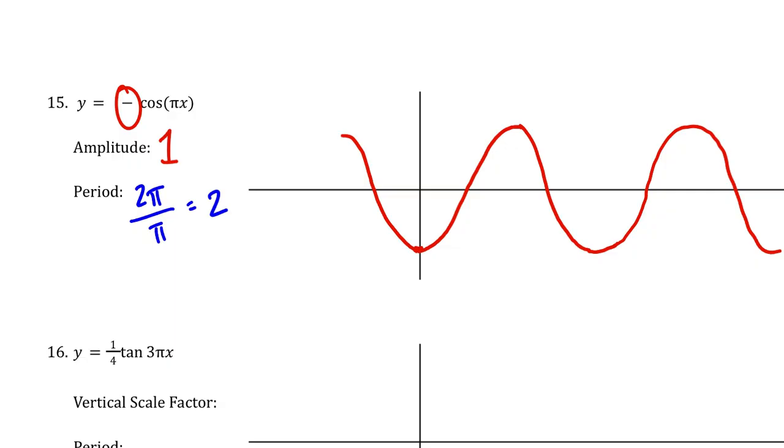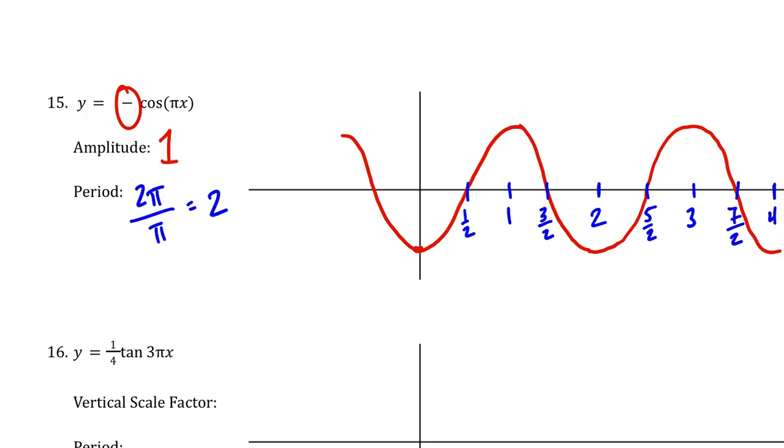The beginning of the second period is right here, so we're going to label this as 2. This spot right here would be 4. Halfway would be 1. Halfway would be 3. This would be a half. This would be 3 halves. This would be 5 halves. This would be 7 halves.